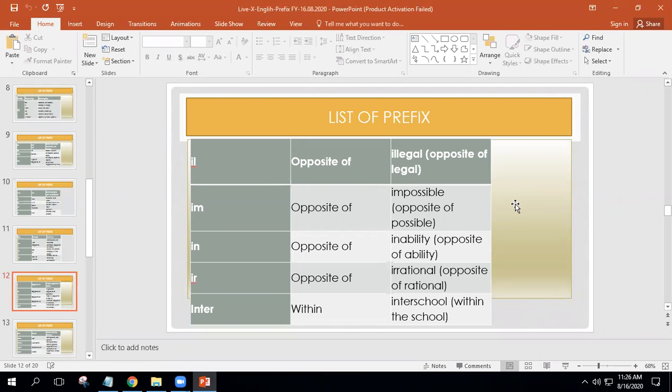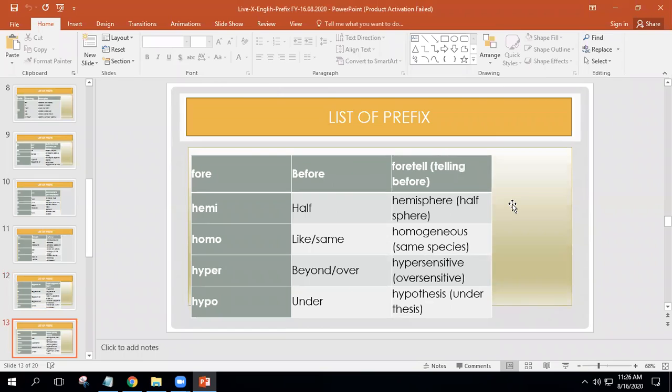Okay, next, inter means within. You all know that. Examples can be inter-school, that is within the school. Next, fore. Fore means before. So if you say foretell, that is telling before. That means predicting something earlier. Suppose I tell you that you will be board first in your SSC exam, that is foretelling about you. That is predicting about you, telling something before.